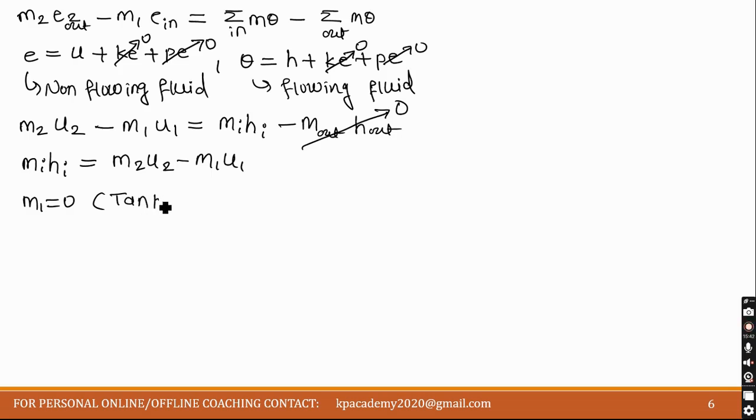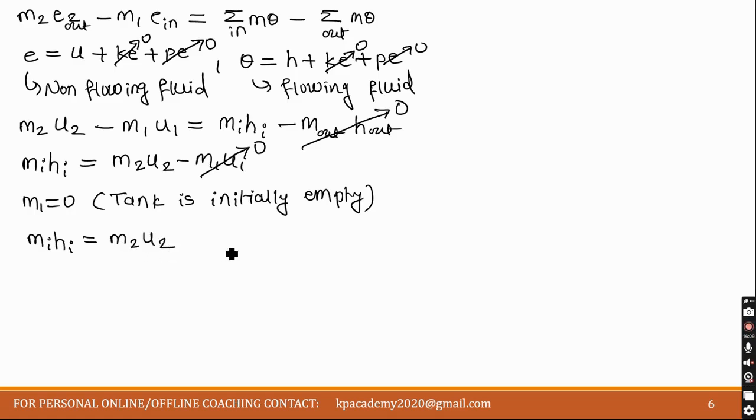The reason I write here, tank is initially empty, isn't it? So that's why m1 is 0, right? So if m1 is 0, this becomes 0, right? So what will the final equation become? mi hi equal to m2 u2, right?